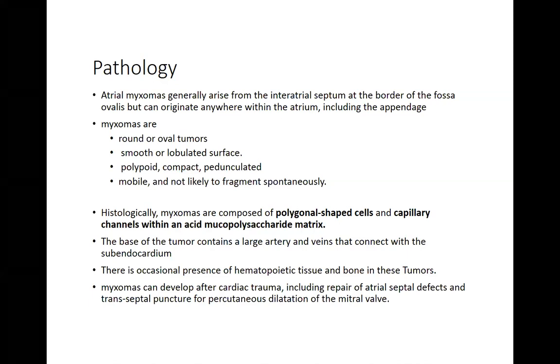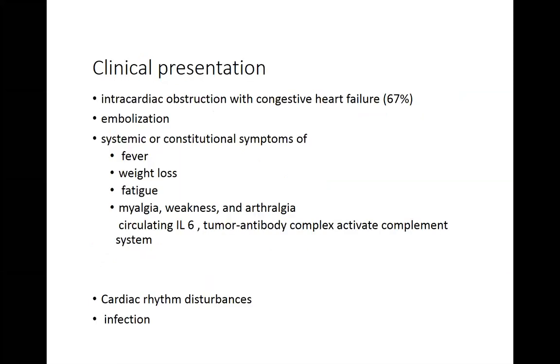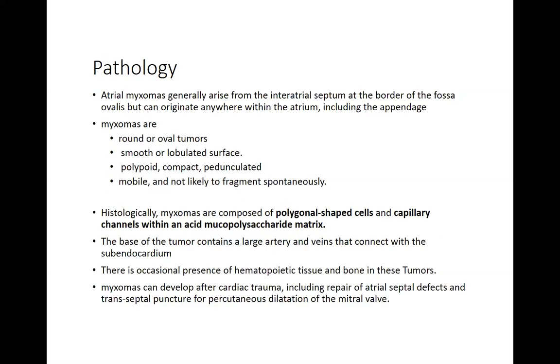Myxoma can develop after cardiac trauma, such as in patients who went for ASD closure or a transseptal puncture. Sometimes at that area, myxoma can happen. How do these people present? Can anybody tell me how these people present?